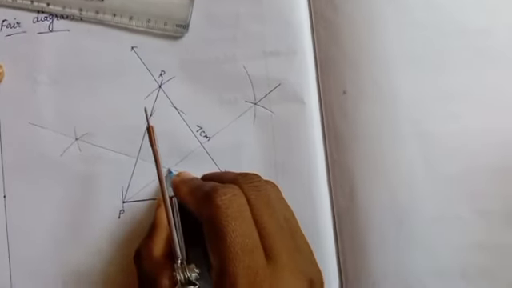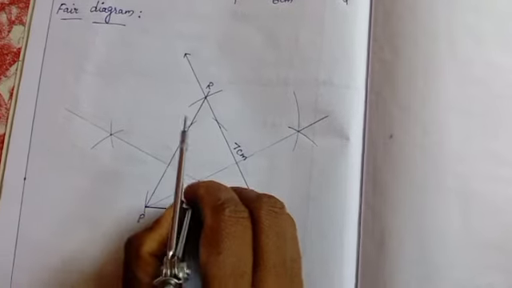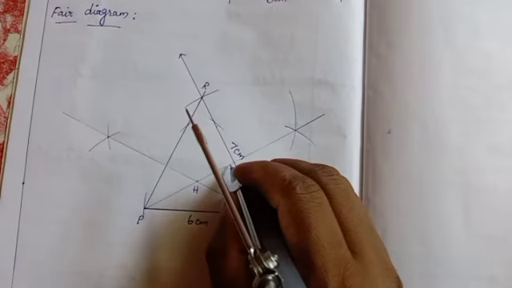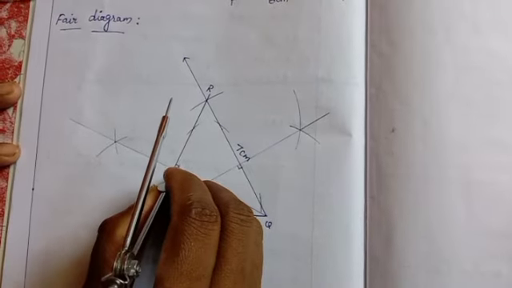The point of intersection of these 2 lines is H. It is called orthocenter. You have to denote this 90-degree symbol.